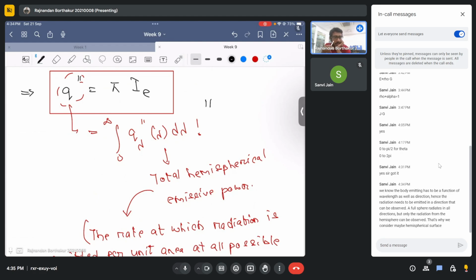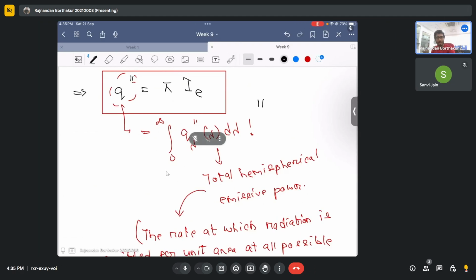Okay, so I think there is an answer to it. Sanvi says that we know the body emitting has to be a function of wavelength as well as direction. Okay, that is true. Hence, the radiation needs to be emitted in a direction that can be observed. A sphere radiates in all directions, but only the radiation from a hemisphere can be observed. Yes, that is exactly the case. Okay, I understood what you want to say, and that's the answer.